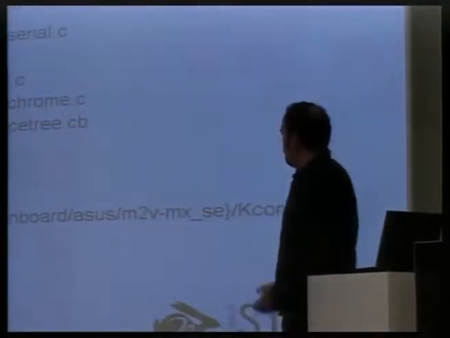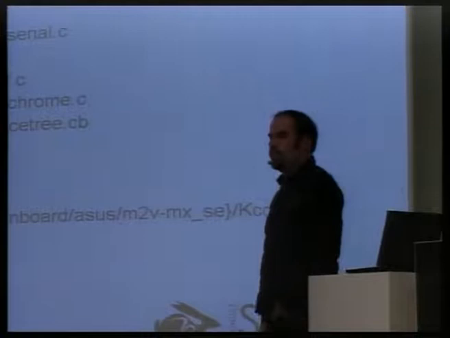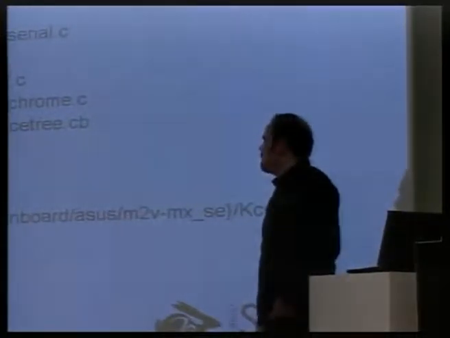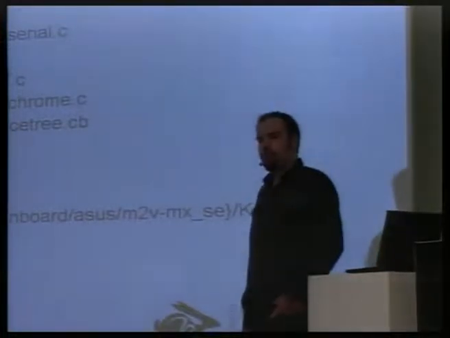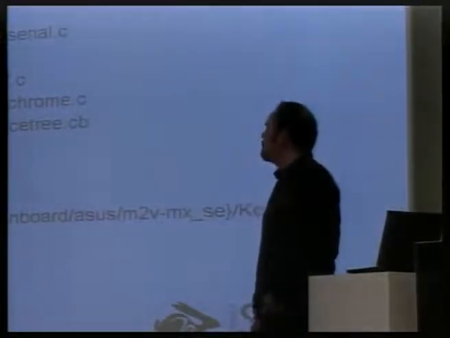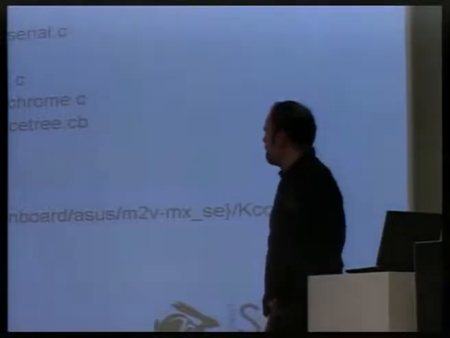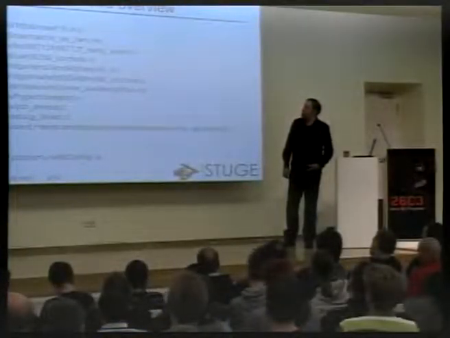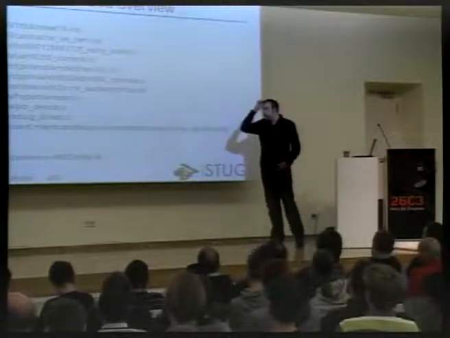Finally, there's a whole bunch of kconfig files. There's one in every subdirectory. Kconfig is the configuration tool from the Linux kernel, and we want to use that as well. It's a nice configuration method, I think, or configuration user interface. So this is it, the source code, basically.